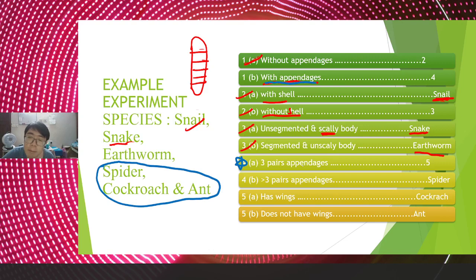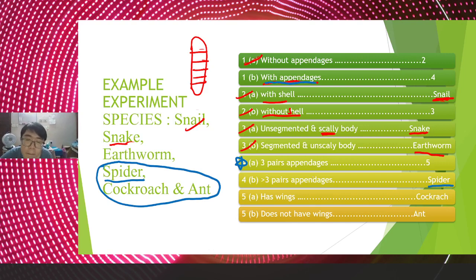4A says 3 pairs of appendage. Who has 3 pairs of kaki? Cockroach and ant, right? Spider does not have 3 pairs. Spider has 4 pairs, right? Only cockroach and ant have 3 pairs of appendage. So 4B is more than 3 pairs of appendage, that is spider, because spider has 4 pairs. So finally you go to spider. Spider is finally classified.